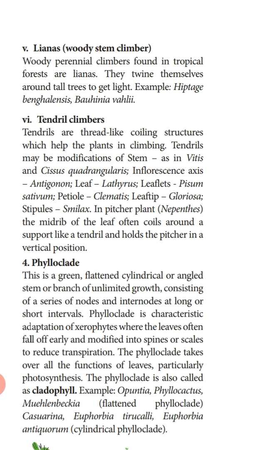Next, you are going to study the next aerial modification, that is phylloclade. Phylloclade is a stem modification in which the stem becomes green, flattened or cylindrical or angled in structure. It may be branched and of unlimited growth. They may grow unlimitedly. It consists of a series of nodes and internodes present at long and short intervals.